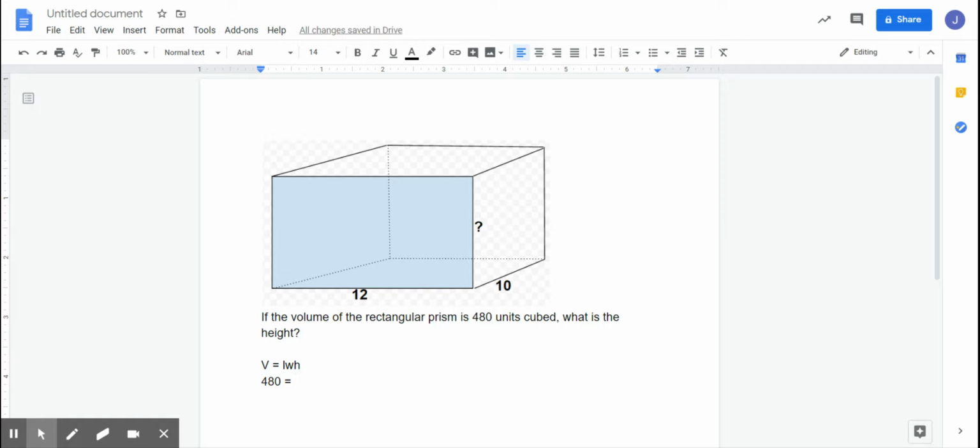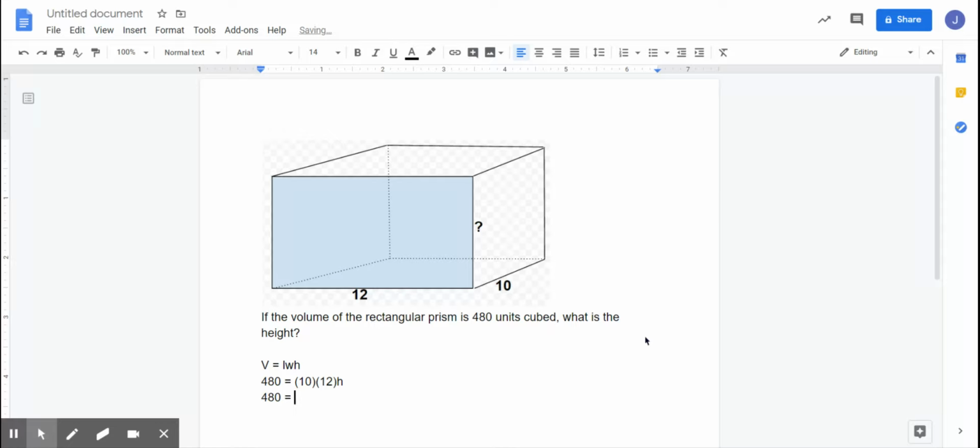We know that the length is 10 units. The width is 12 units. We don't know the height yet, so we're looking for the height. Now we just combine all the like terms that we can. So pretty simple, 480, that doesn't change.